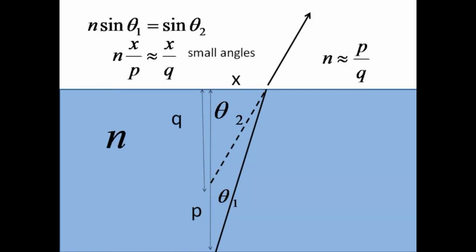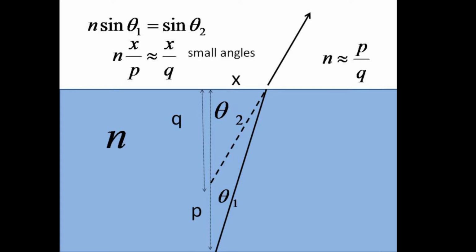We can see this ratio by examining the ray coming from an actual depth of p and giving an apparent depth of q, and considering the angles theta 1 and theta 2. According to Snell's law, n times sine theta 1 equals 1 times sine theta 2. For small angles, the sine of theta 1 is approximately the lateral distance x divided by p, and the sine of theta 2 is approximately x divided by q. Thus, n is approximately p divided by q.